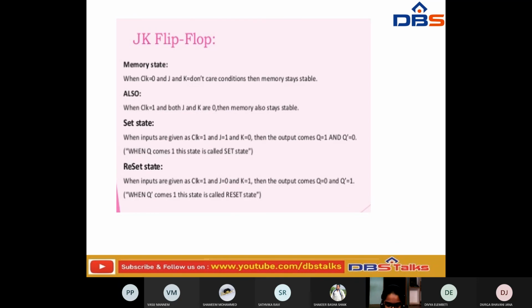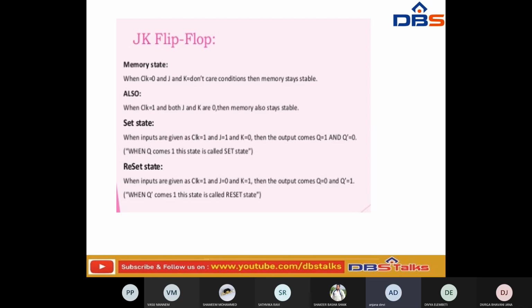Now let us see in this JK flip-flop what the memory state, set state and reset state are. When clock is equal to 0 and J and K are don't care conditions, then the memory stays stable. Also when clock is equal to 1 and both J and K are 0, the memory also stays stable. Then what is the set state? When the inputs are given as clock is equal to 1, J is equal to 1 and K is equal to 0, then the output comes Q is equal to 1 and Q dash is equal to 0. So when Q becomes 1, this state is called a set state.